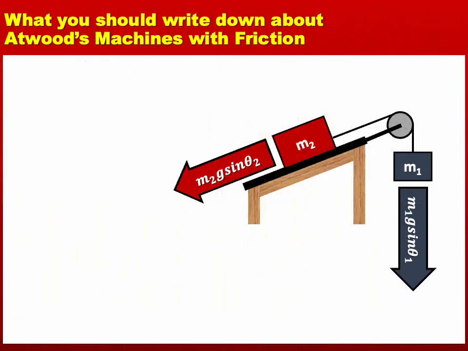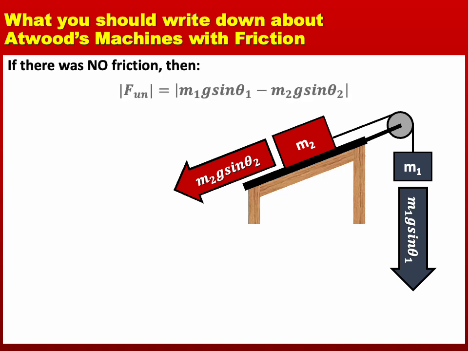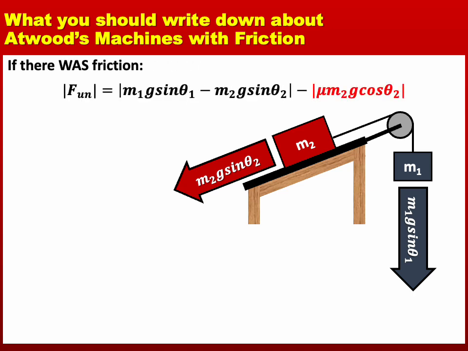Speaking of angles, this we would solve like this if there was no friction. But if there's friction, that red term, that is the force of friction. Mu times the normal force between the red block and the table. So mu times m2 g cosine of angle 2. So that's your term for friction.